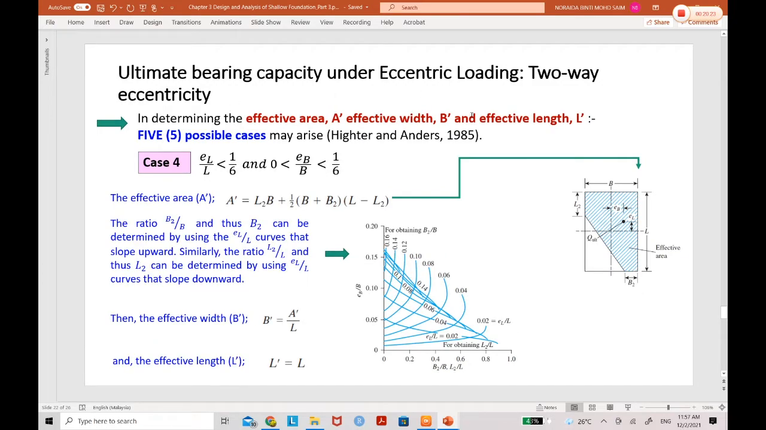Okay, now let's continue with case number 4. You can see that the requirement is eL over L is less than 1 over 6 and eB over B in the range of more than 0 but less than 1 over 6. Look at the effective area. What we need to identify before we proceed is L2 and also B2. So how do we get L2 and B2? Again, we have another figure to refer to. I will show you how to use this figure.